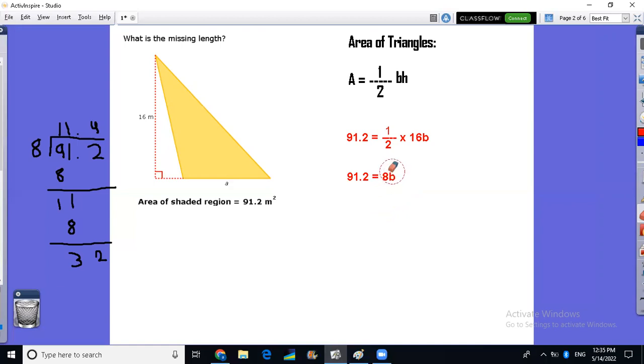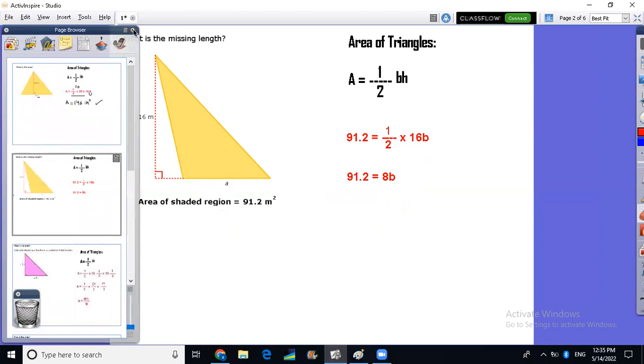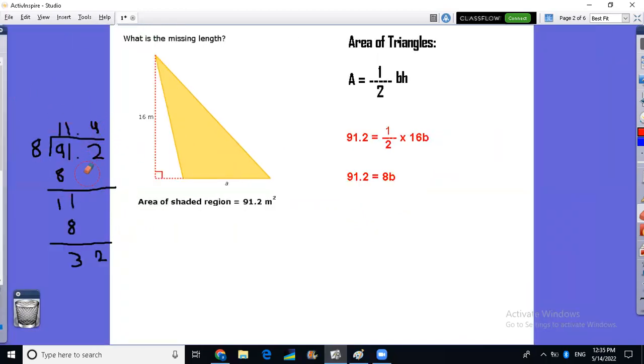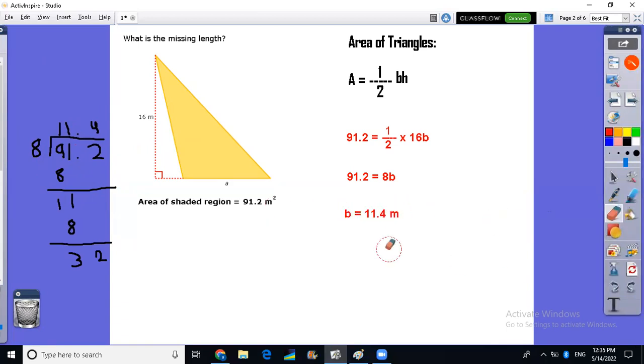All right, so to get rid of the 8 here, we divide. It's 8b, which means 8 times b. We're just going to take it as division. 91.2 divided by 8 will get me b. How can we do it? You can do it using long division, like this here. 91.2 divided by 8 is going to give you 11.4 meters squared.